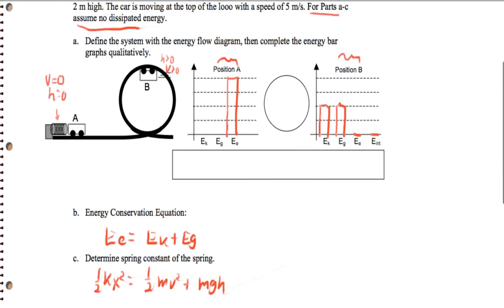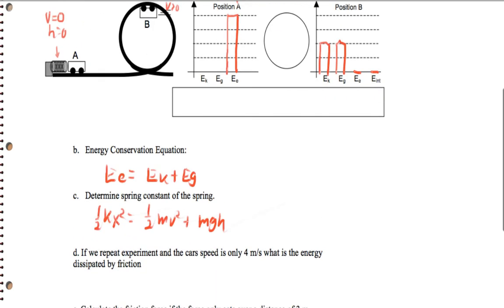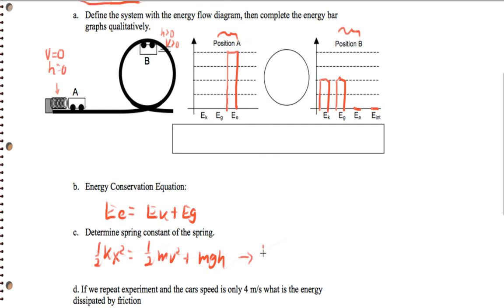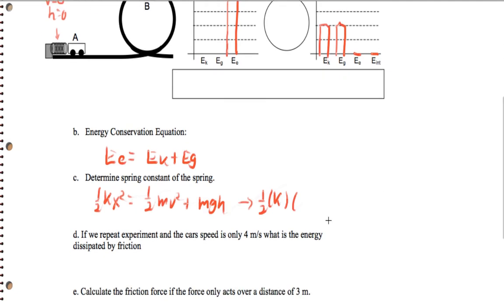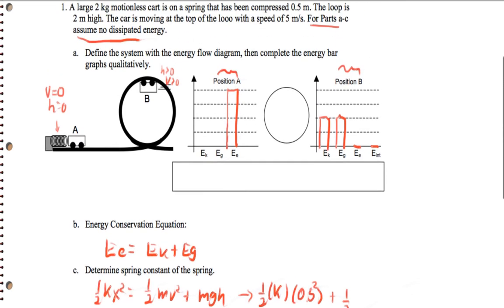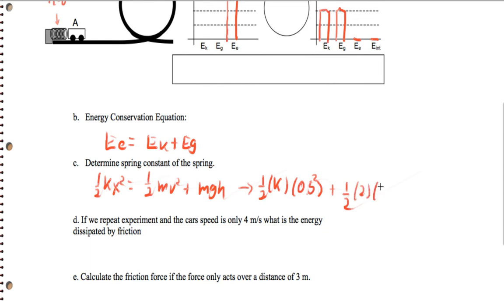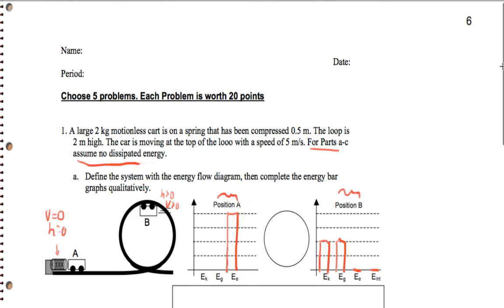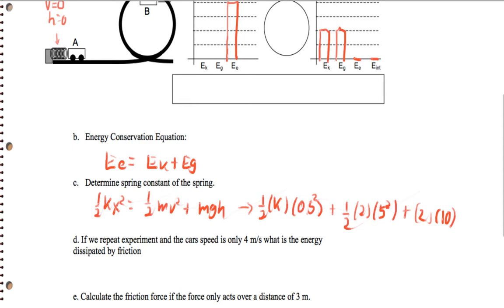And let's actually put in the numbers that we have. So, we have an unknown k. We were told the compression of the spring was 0.5 meters. So we'll square that. Plus 1/2 times m times v squared. So we've got a 2 kilogram car going 5 meters per second. And we'll square that. Plus 2 times 10, which is g. And the height of our loop is also 2 meters. So that's how we'll set that up.